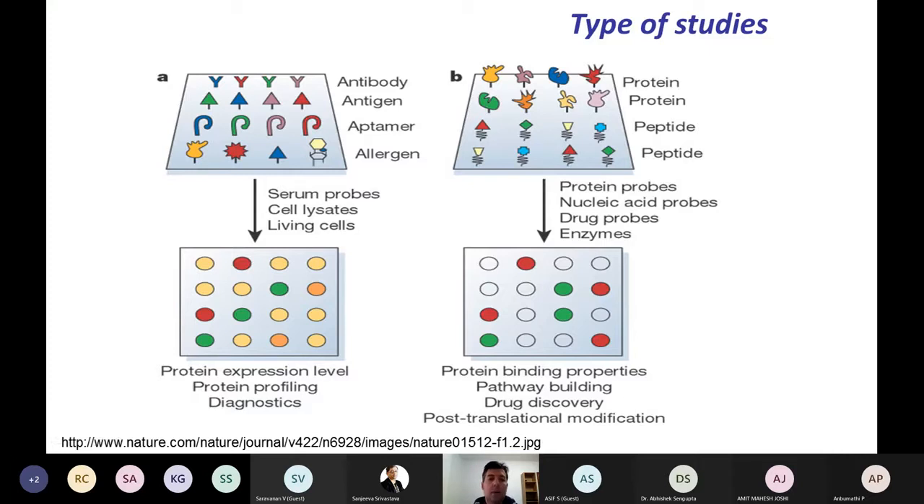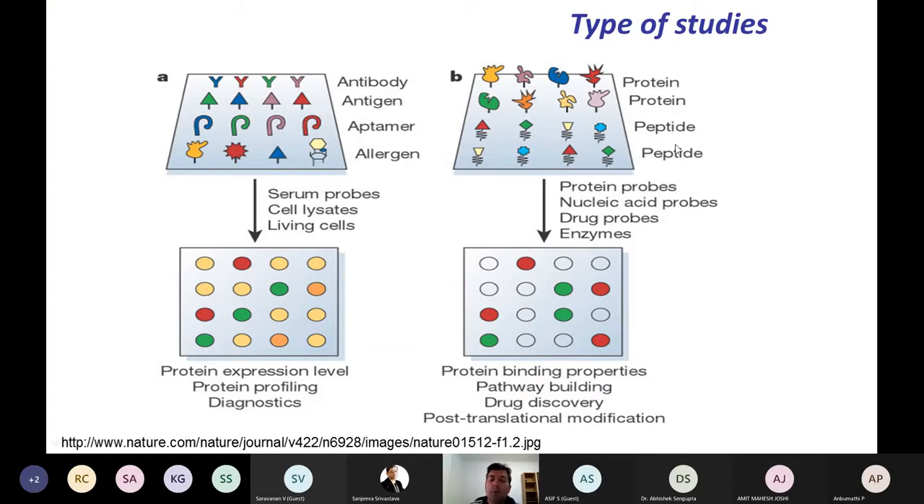As for the type of study that we can do with antibody, protein, and phage microarrays, it will depend on what kind of molecule we print in the array. If we print antibodies, antigens, aptamers, or allergens, and incubate the array with serum probes, cell lysate, or living cells, we can collect results related to protein expression levels, protein profiling, or diagnostics. For example, if we print allergens and incubate with serum from an allergic patient, we can determine exactly which allergens are inducing the allergy in the patient.